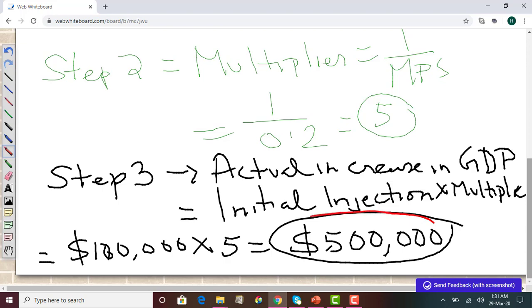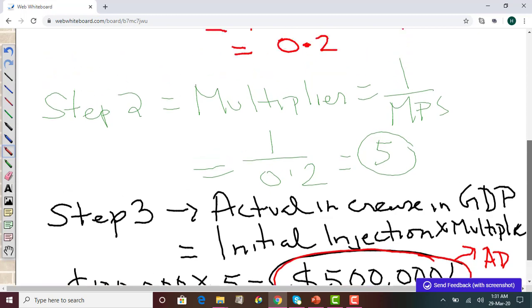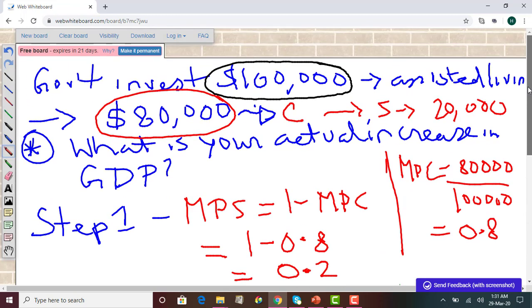is actually going up by 500,000 because, again, as I explained, if G goes up, it will have an impact on C, it will have an impact on investments, it will have an impact on foreign sectors. So all those elements will go up, causing the aggregate demand curve to go up by 500,000. So that is a good thing, and that is what will take the economy out of the recession. So I hope this example gives you a better idea of how we can calculate.